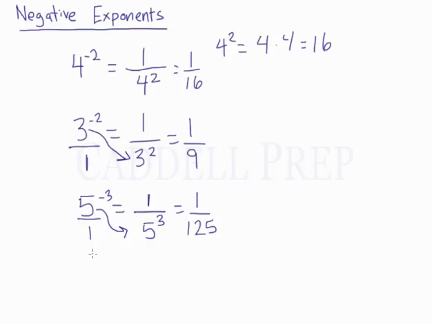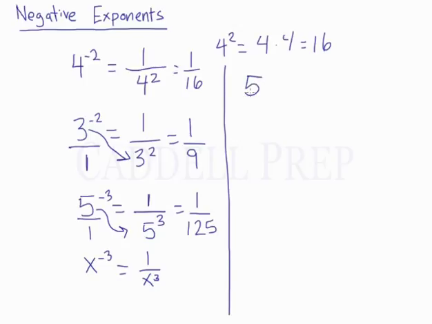And the same is true for variables. We have x to the negative 3. This is simply going to be 1 over x cubed. Okay, and the reason why I'm teaching it this way, rather than just saying always put it 1 over something, is because you might have something more complex.